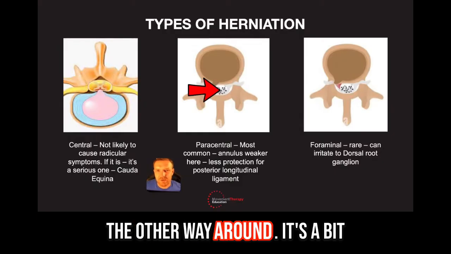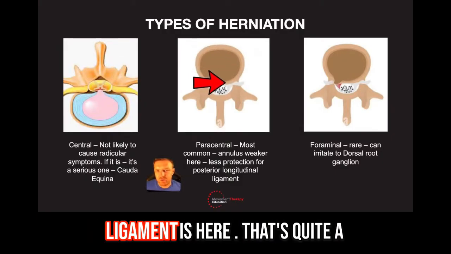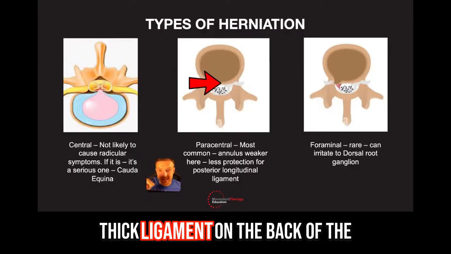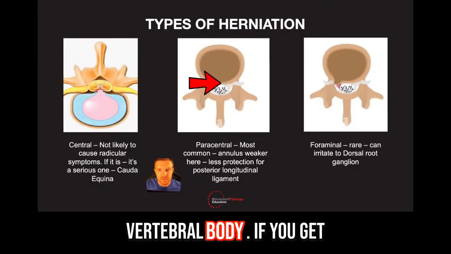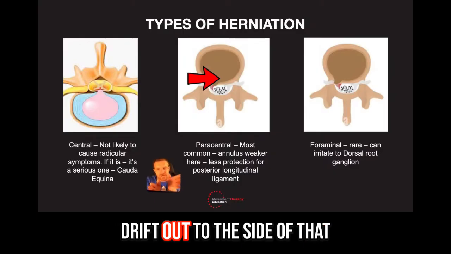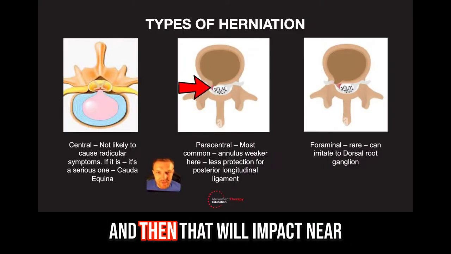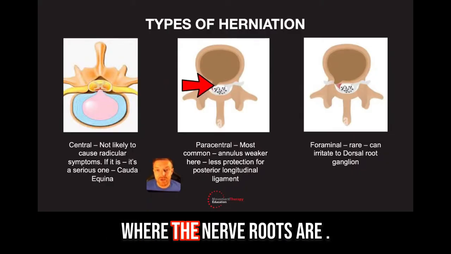Sorry, these are the other way around. It's a bit confusing. Here's your vertebral body. Your posterior longitudinal ligament is here. That's quite a thick ligament on the back of the vertebral body. If you get a herniation, it's more likely to drift out to the side of that posterior longitudinal ligament, and then that will impact near where the nerve roots are.